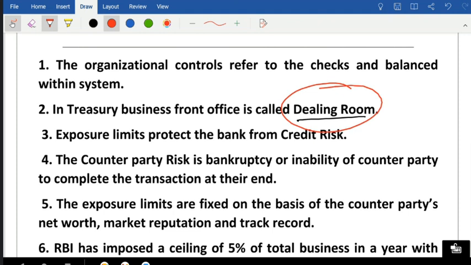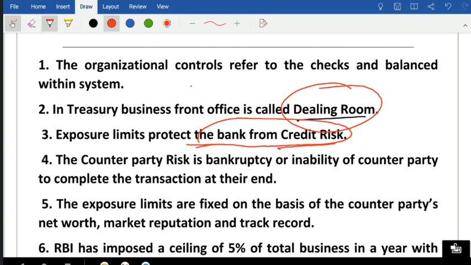Exposure limit protects the bank from credit risk. That means everywhere some exposure limit has been put. That's why I told you that in any particular sector, like agriculture sector, corporate sector, you can give this much exposure. So that limit always protects the bank from credit risk, because if one sector is going down, the other sector will save you.